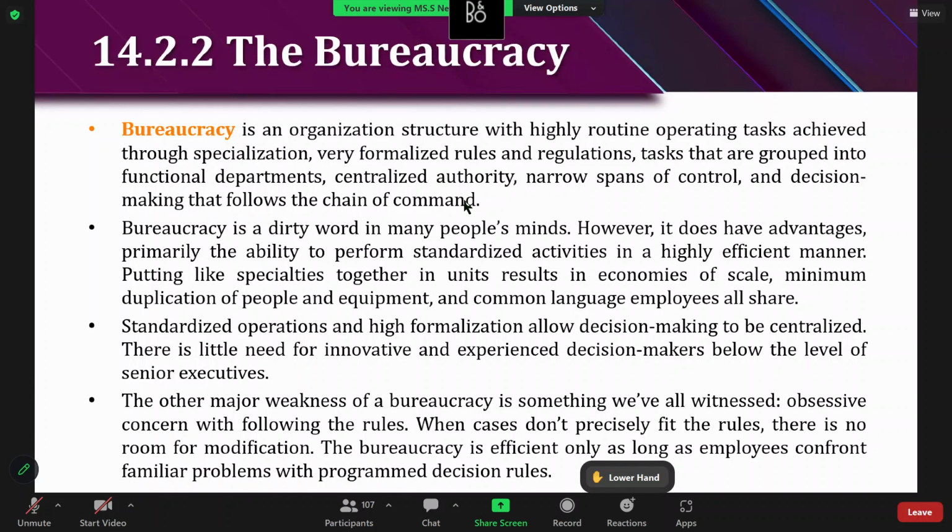Okay. So standardized operation and high formalization allow the decision making to be centralized, because we cannot let the decision be taken by lower level people. The specialists need to take the decision and inform the other people. So centralization is there, but there is little need for innovative and experienced decision makers below the level of the senior executive, because every decision is taken by the senior level executive. Other people need not be innovative or creative, or even experienced, because they are just following the directives given by senior management. They don't need to have the experience, knowledge, innovativeness, or creativeness.